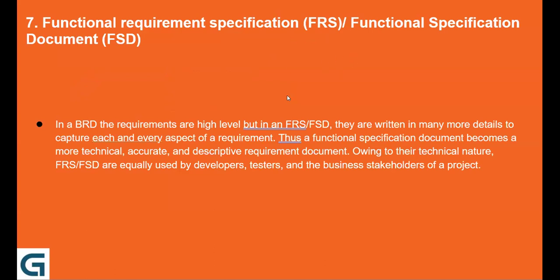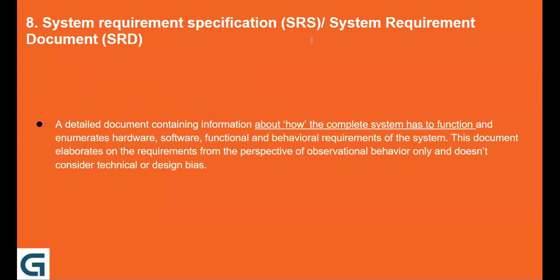And then comes the last document, which we call the functional requirement specification, or functional specification document. In the BRD, requirements are high level, but in the FRS you will go into more detail and capture each and every spec. We will give you a few documents so that you can refer to them yourselves and see what elements are inside. If it is more technical, then it becomes a technical requirement document, or a system requirement document, where hardware, software, functional and behavior requirements of the system are detailed out.